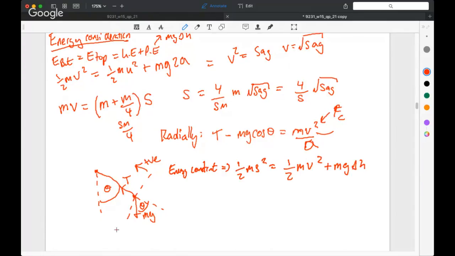So all we need to do is figure out the distance it moves up, which might seem quite hard at first, but if you just observe that the length of the string is a, then the projection of the string onto the vertical is a cos theta. So a cos theta is the projection, and now delta h is just this distance here, which is quite nice.